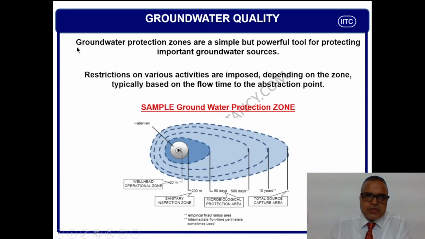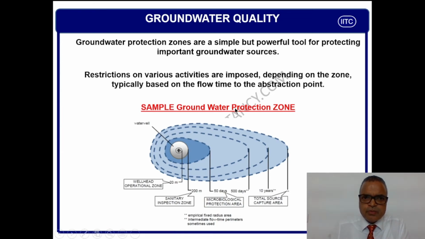Guys, now we are going to discuss a very important point. Groundwater protection zones are a simple but very powerful tool for protecting important groundwater resources. We must have a groundwater protection zone, and restrictions on various activities are imposed depending on the zone. If my zone is vulnerable, we as administrators have to restrict various activities so that groundwater is protected, typically based on the flow time to the abstraction point.